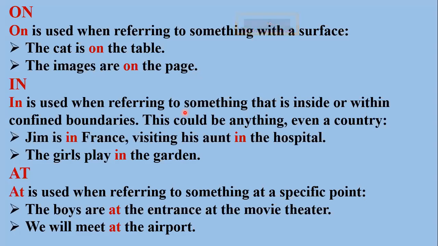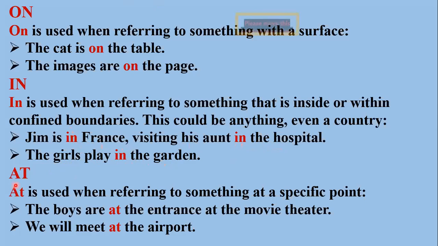Let's look at the first example. Jim is in France visiting his aunt in the hospital. So what is Jim doing? Jim is in France. First of all, France is a country and it has its own boundaries. Visiting his aunt in the hospital. Again, the hospital has its own boundaries, its own borders, it's a confined place, a boundary walls place. So I'm going to use in. The girls play in the garden. Again, the garden is a particular place. So again, I'm going to use in.